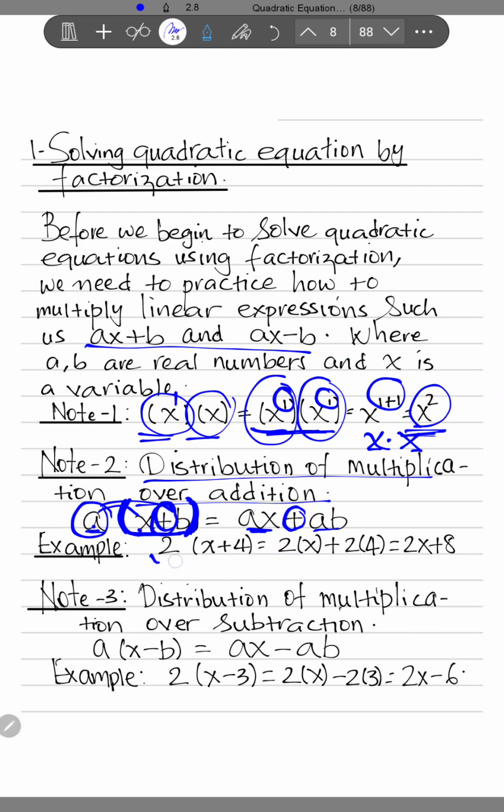Let's give it an example here. 2 times x plus 4 is 2 times x plus 2 times 4, which is 2x plus 8. 2 times 4 is 8. Another important characteristic here is distribution of multiplication over subtraction. When we have a multiplied by x minus b, which is ax minus ab, it's also very clear to see and understand. Let's go to the next one.